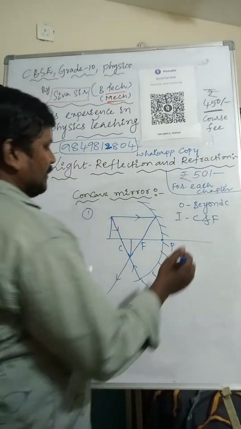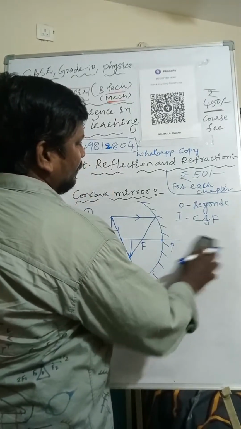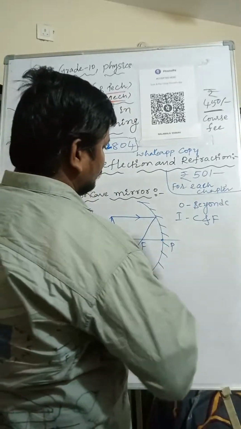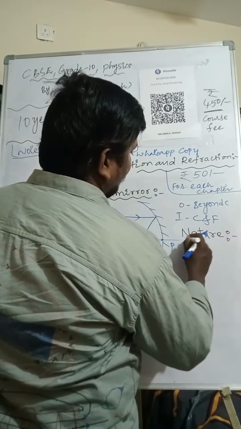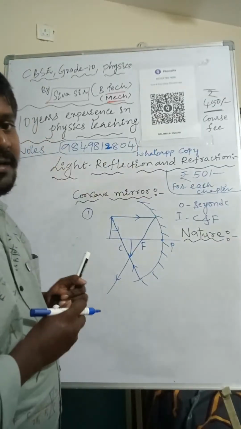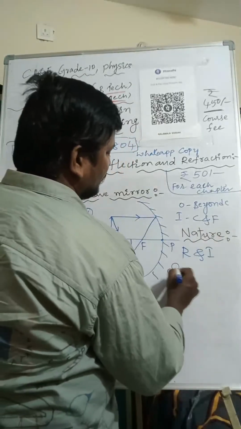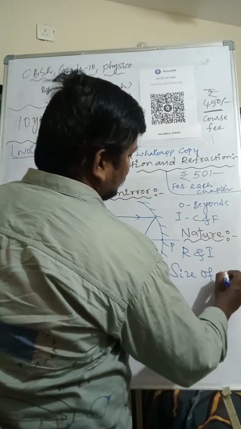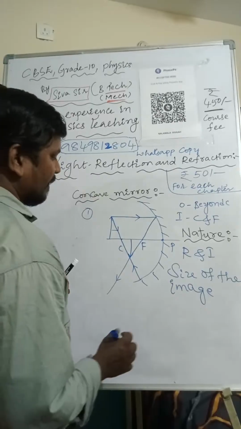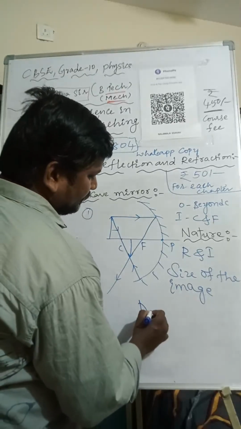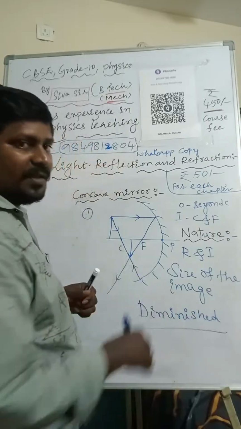Nature of the image is real and inverted. And size of the image is diminished.